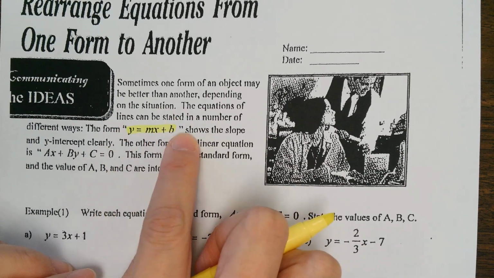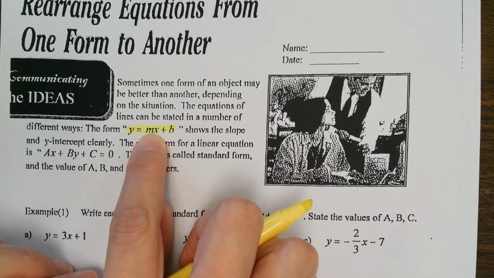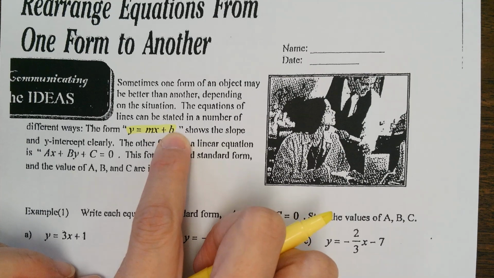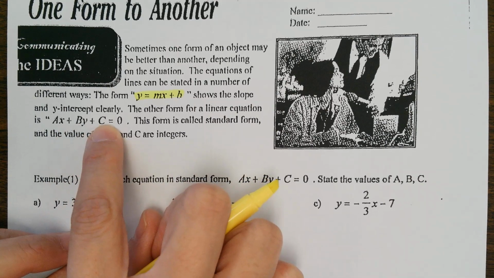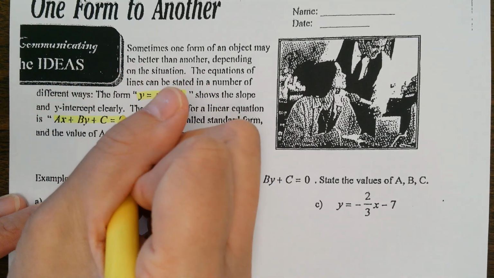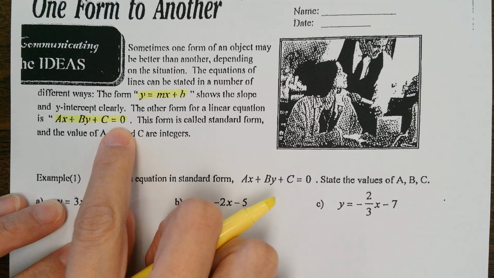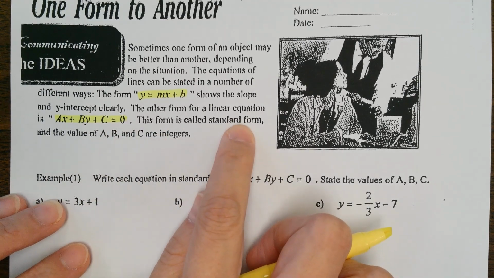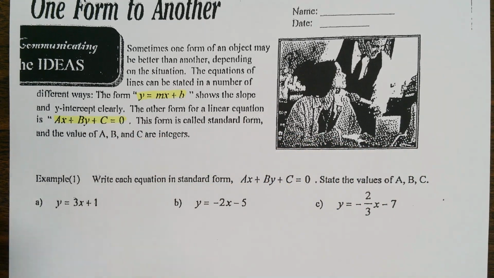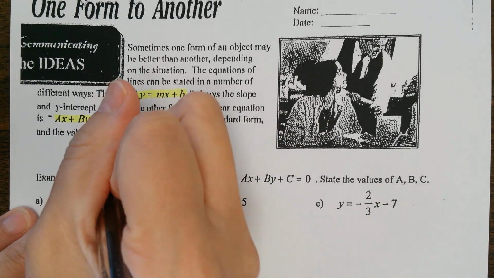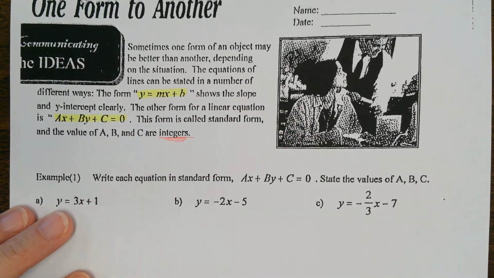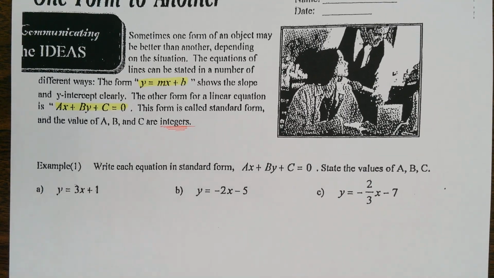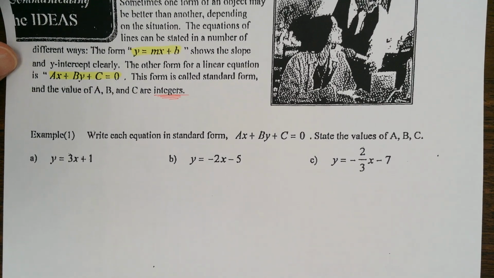So this is good to show you what your slope is and what your y-intercept is. That's why this is called the slope-intercept form. Sometimes you'll see equations written like this. And this form is called standard form. In standard form, one thing a lot of people forget is that A, B, and C, the coefficients, all have to be integers. We'll do examples of those, and then you can see why.